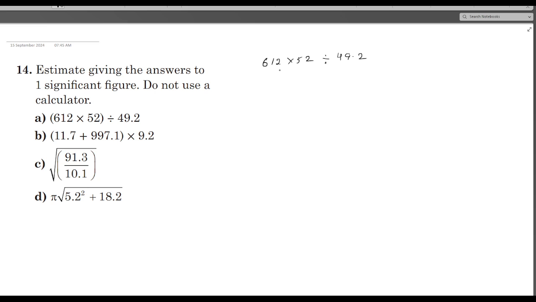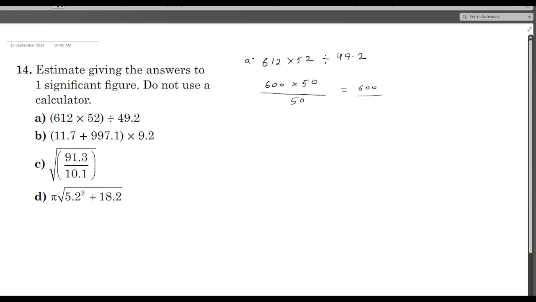So what we do here, we take an approximation. Our answers should be in one significant figure. So let us convert them like this. 612 can be approximated as 600. This 52 can be approximated as 50. Divided by this 49.2, which will also be approximated as 50. So your answer will be 600.